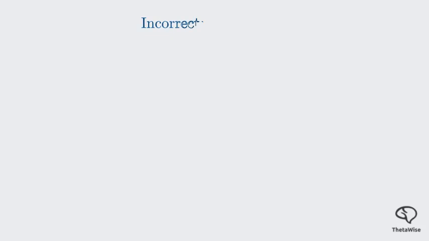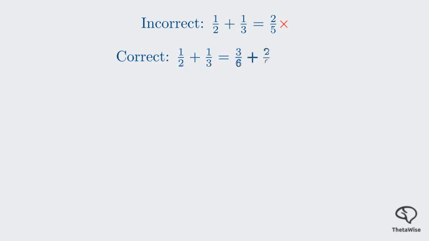If you try to add 1/2 and 1/3 by adding the numerators and the denominators, you would get 2/5. This is wrong. Remember, you can only add or subtract fractions if they have the same denominator. You must find a common denominator first. The correct way is to find the least common multiple of 2 and 3, which is 6. We convert 1/2 to 3/6 and 1/3 to 2/6. Now we can add them to get 5/6. This is the correct answer.